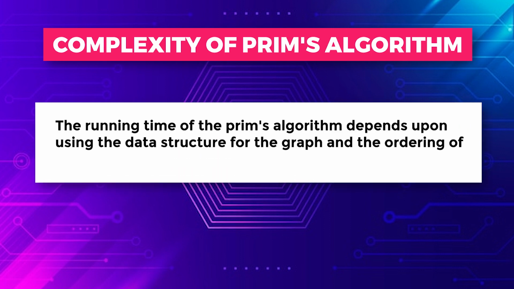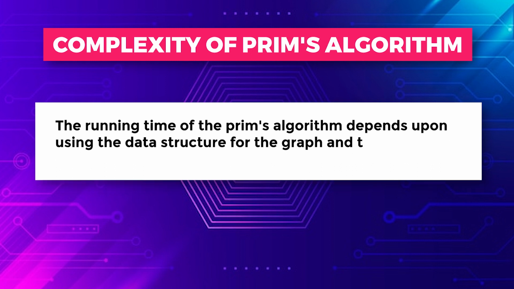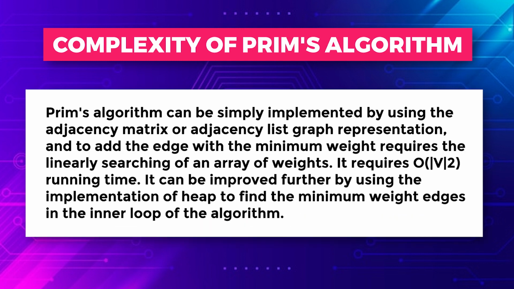Let's look at the time complexity of Prim's algorithm. The running time of Prim's algorithm depends upon the data structure used for the graph and the ordering of edges. The table below shows some choices. Prim's algorithm can be simply implemented by using the adjacency matrix or adjacency list graph representations, and to add the edge with the minimum weight requires linearly searching an array of weights. It requires O of mod V squared running time.